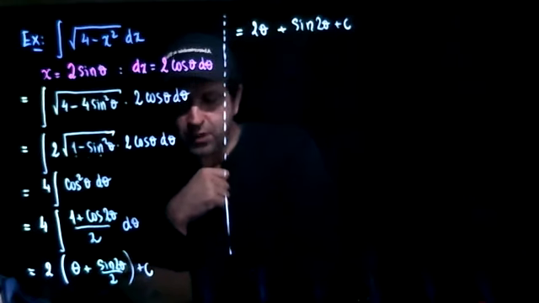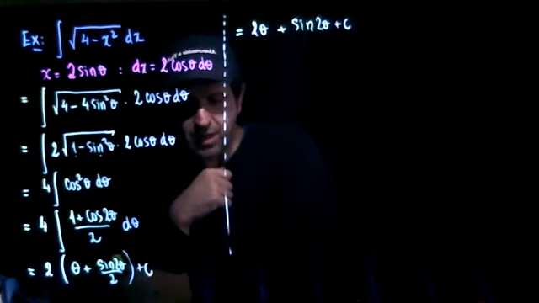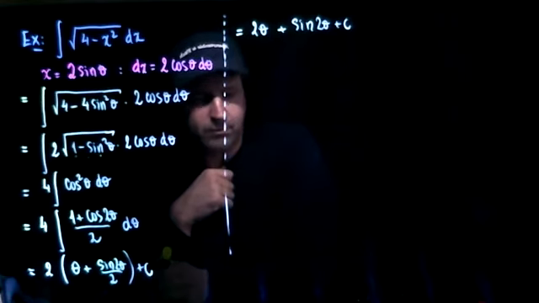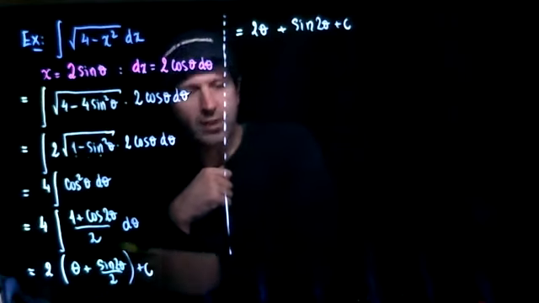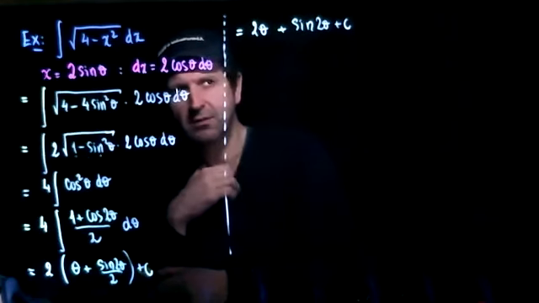Because if you do the chain rule here, when you derive sine 2 theta, you'll get cos 2 theta times 2. Okay, the 2 will cancel. You get it? Mm-hmm.